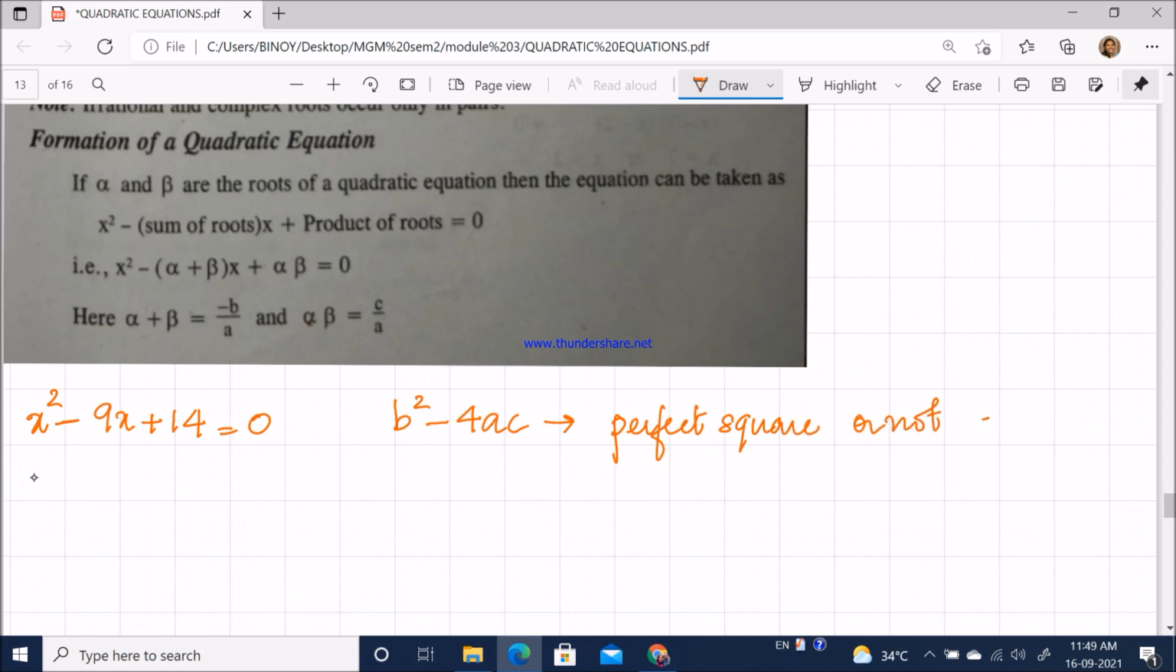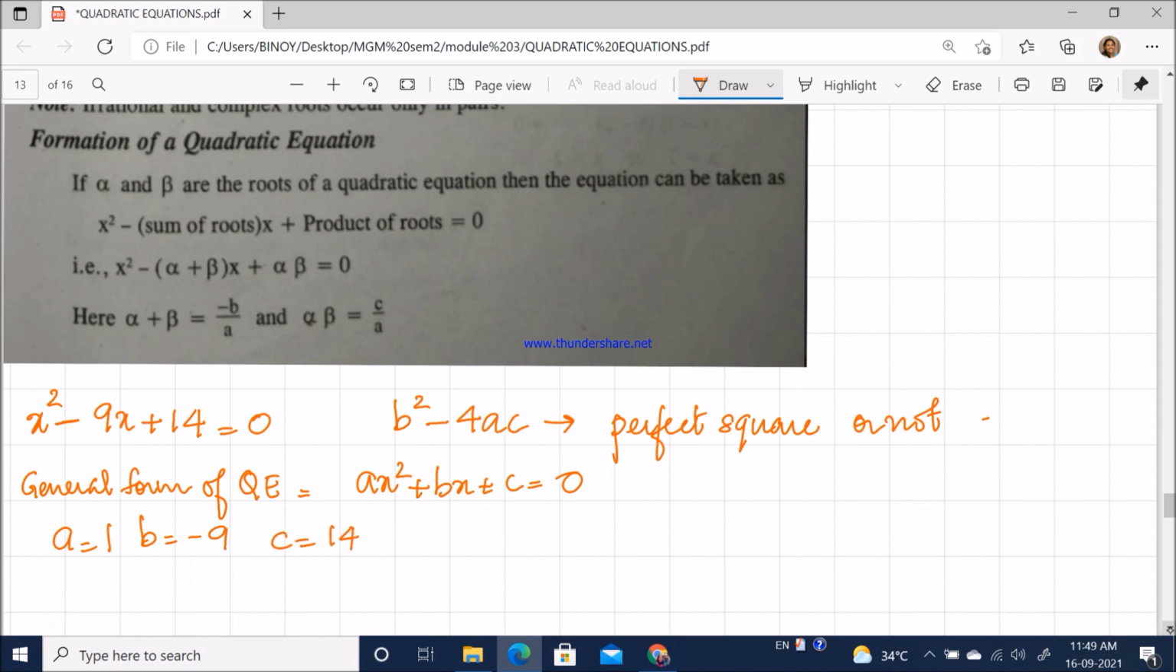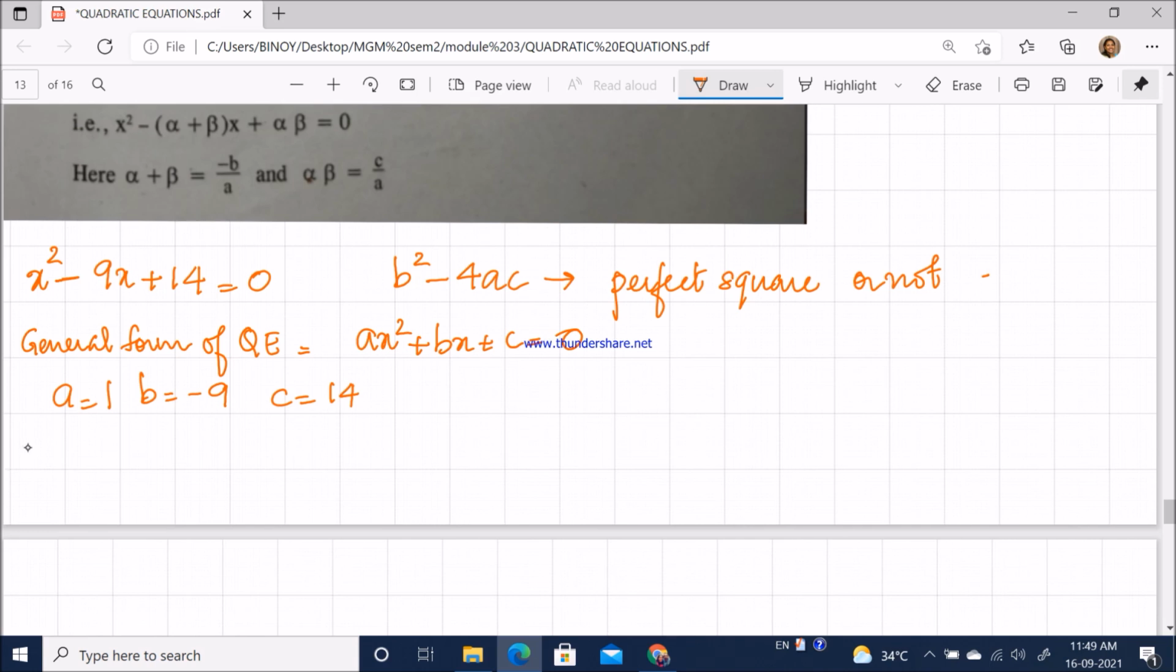In order to find the nature of the roots, the general form of a quadratic equation is ax square plus bx plus c equal to 0. So the value of a is equal to 1, b is equal to minus 9 and c is equal to 14. Now let's see what b square minus 4ac is.